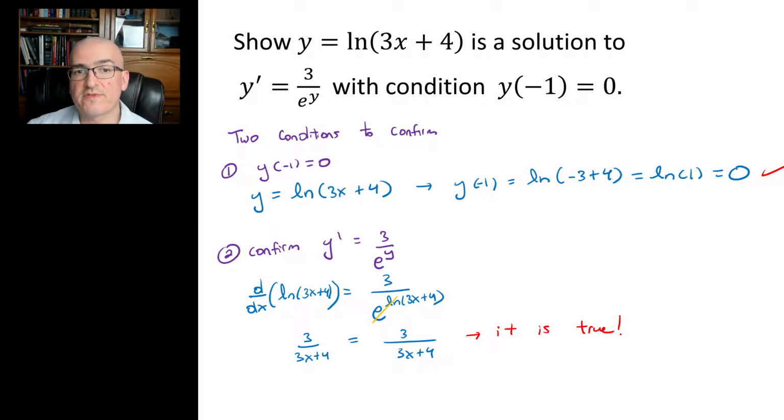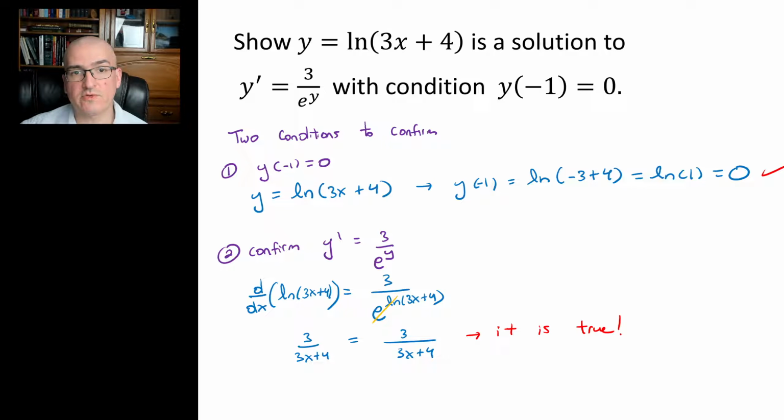Now, how do you take the derivative of ln of 3x plus 4? Well, it's the derivative of ln of w, which is w prime over w. So that's 3 plus 0 over 3x plus 4. On the right-hand side, we have in the denominator e to the ln of something, and the cancellation law allows us to cancel the e to the ln, and we just get the argument of that log function, 3x plus 4.